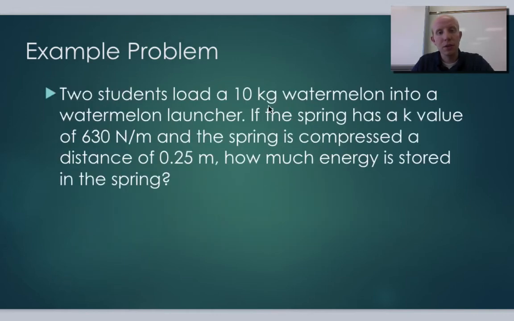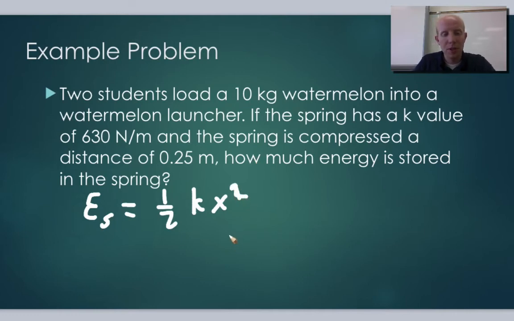Two students load a 10 kilogram watermelon into a watermelon launcher. If the spring has a K value of 630 newtons per meter and the spring is compressed a distance of 0.25 meters, how much energy is stored in the spring? Well, same thing. We say energy of the spring equals 1/2 kx squared. Notice we don't need the mass of the watermelon to figure out how much energy is stored in the spring.